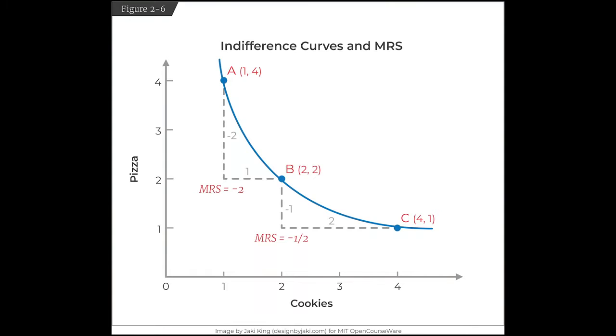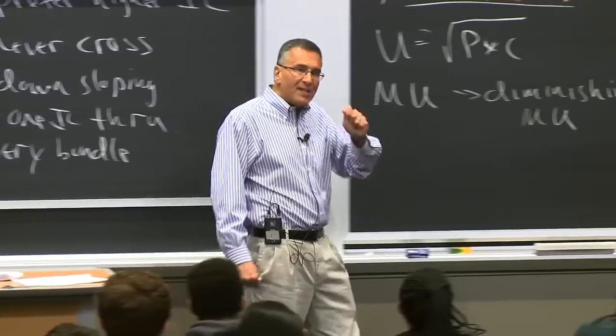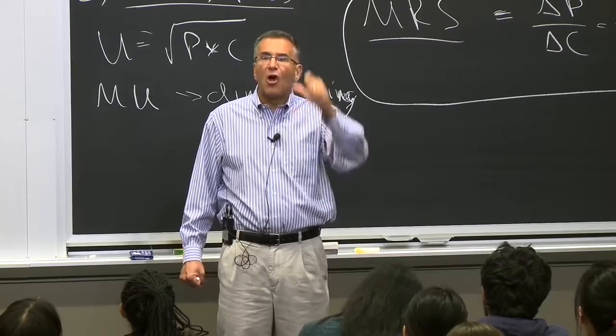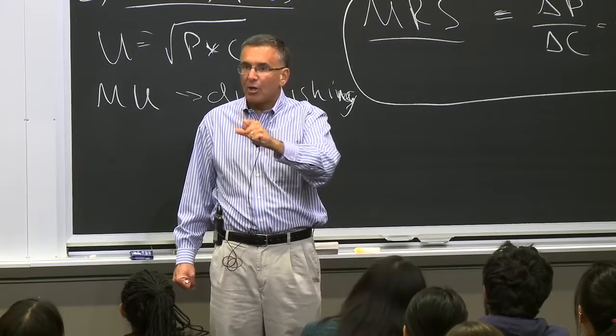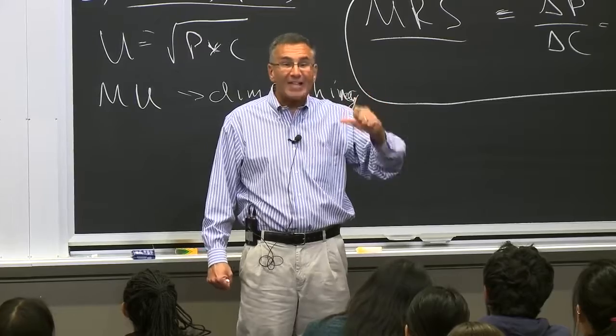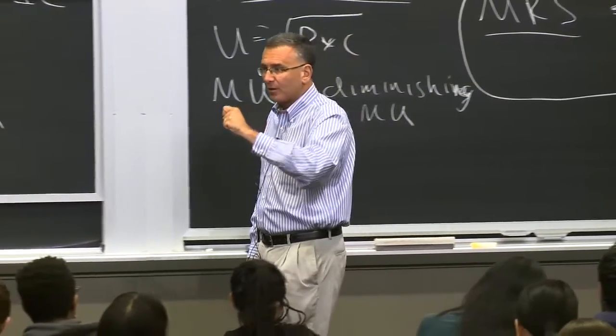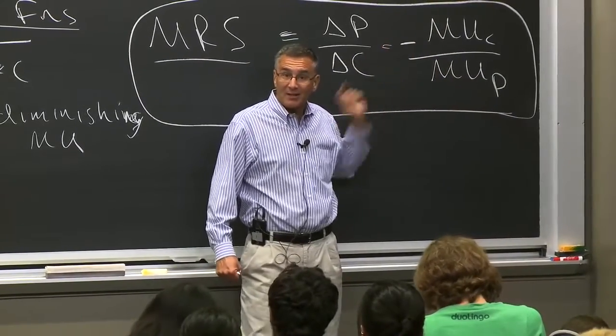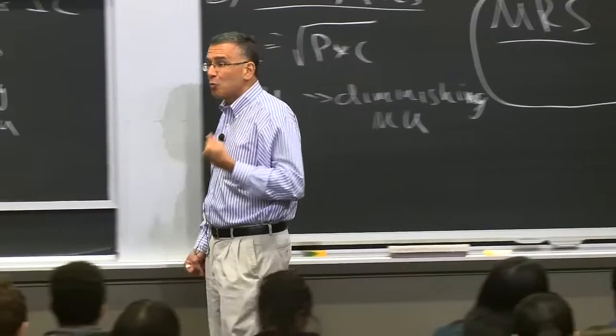When you start at point A, you have lots of pizza and not a lot of cookies. When you have lots of pizza, your marginal utility is small. Here's the key insight. This is a light bulb thing. If you get this, it'll make your life so much easier. Marginal utilities are negative functions of quantity. The more you have of a thing, the less you want the next unit of it. That's why, for example, cookies is now in the numerator and pizza is in the denominator. The more you have the good, the less you want it.